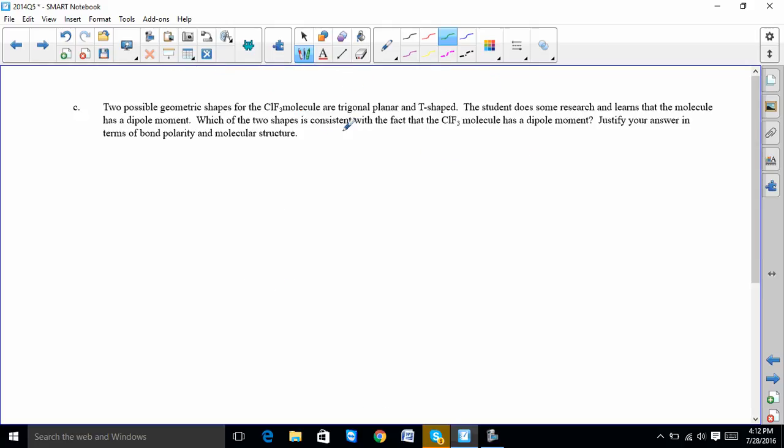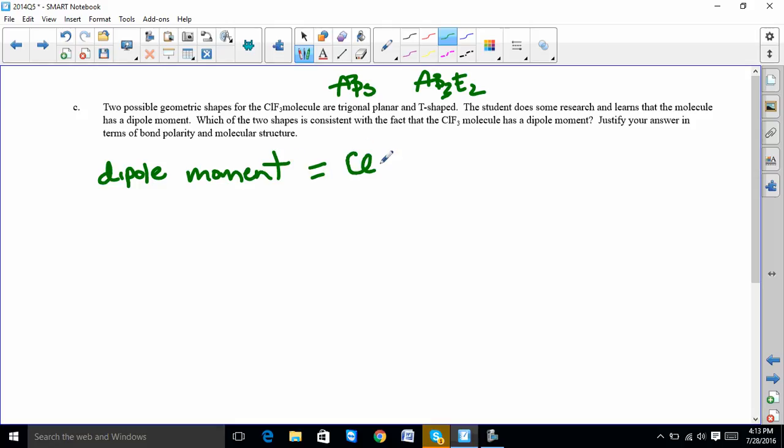And then the next question is, 2 possible shapes for the ClF3 molecule are trigonal planar and T-shaped. Now remember, trigonal planar is AB3, and T-shaped is AB3E2. The student does some research and learns that the molecule has a dipole moment. Now, a dipole moment is a measurement of how polar a molecule is. Dipole moment means that ClF3 is a polar molecule. Which of the 2 shapes is consistent with the fact that it has a dipole moment?